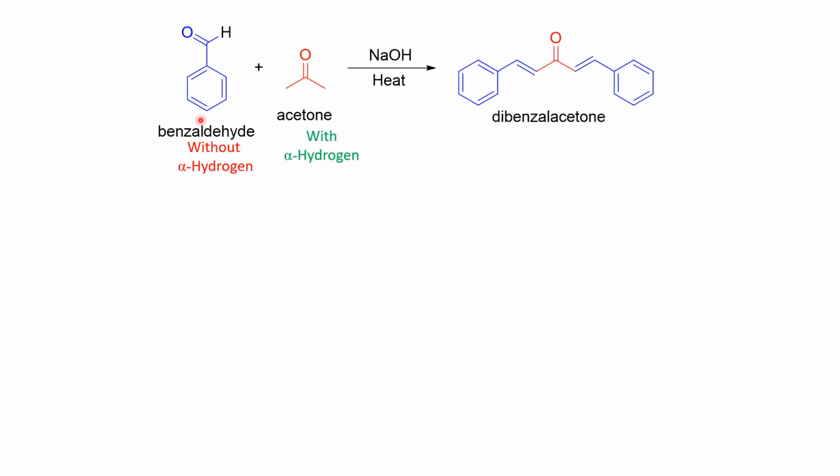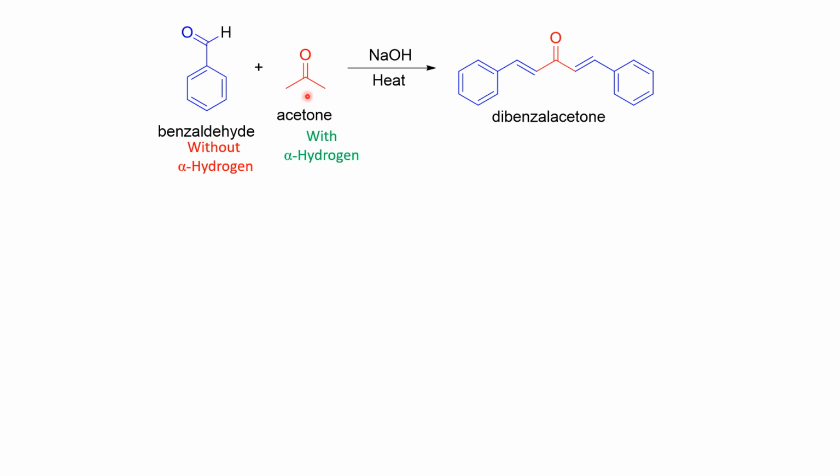When benzaldehyde reacts with acetone in presence of sodium hydroxide and heat, it forms dibenzalacetone. If you look at benzaldehyde, it doesn't have any alpha hydrogen. This carbon has 4 bonds, so it doesn't have any alpha hydrogen. But in acetone, both the carbons, this is alpha carbon, this is alpha carbon, and on both sides it has 3 alpha hydrogens. So benzaldehyde acts as electrophile because it cannot donate any alpha hydrogen.